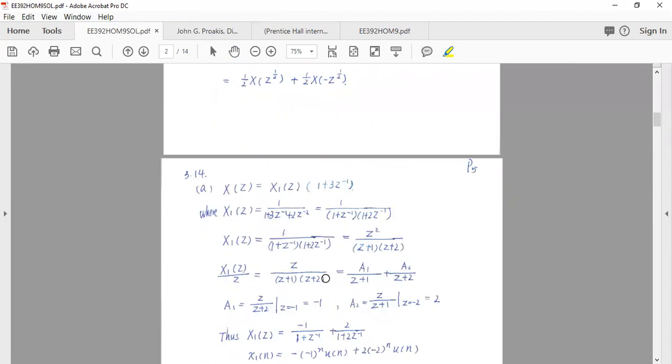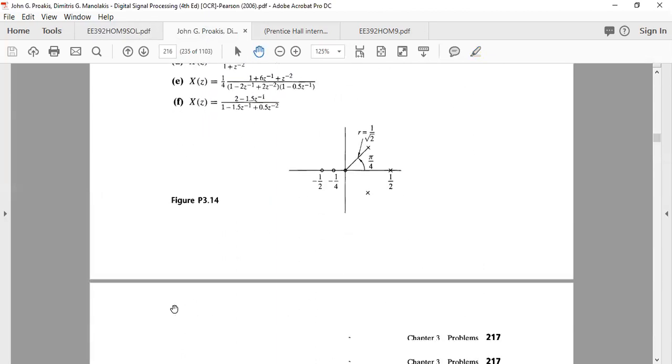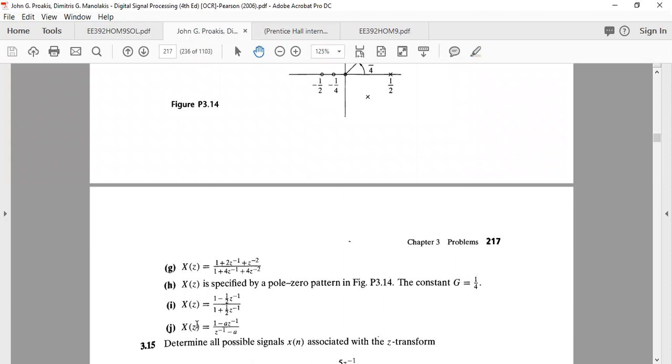Question number 3.14. Again, the questions that we need to solve are 3a, 3i, and j.